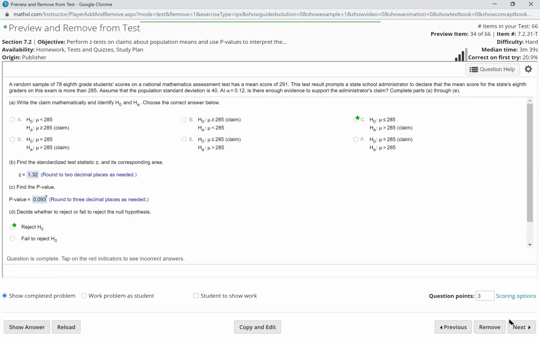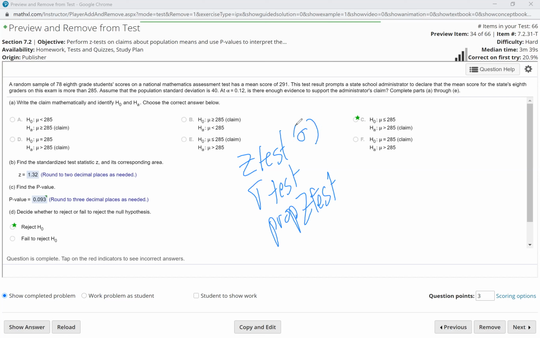Okay, this is a question about testing the hypotheses. In chapter 7, guys, you have 3 tests that you have to be aware of. You have Z-test, T-test, and prop Z-test. You use this one when sigma is given. You use this one when sigma is unknown, so he'll give you S instead. And you use this one to test the proportion P. These are for the mean. You test the mean right here.